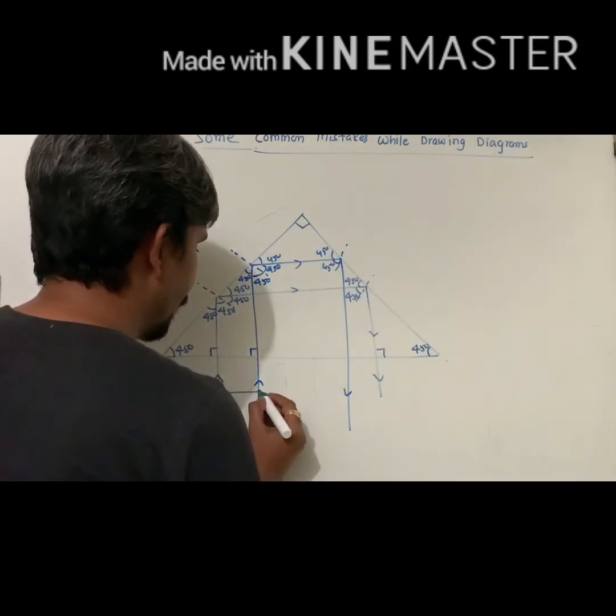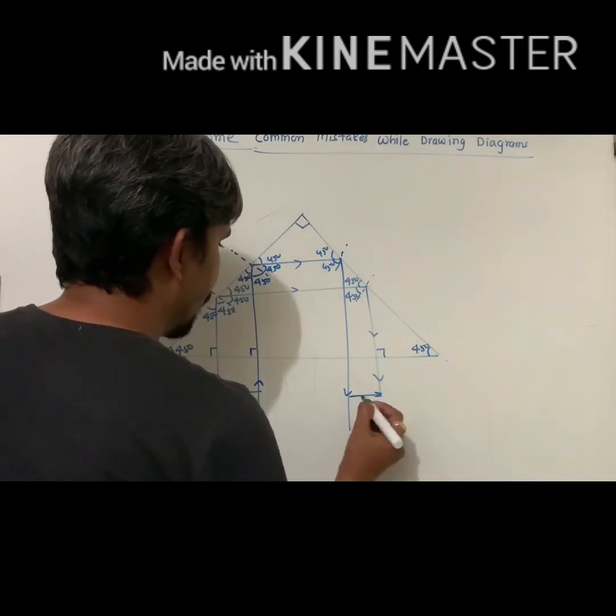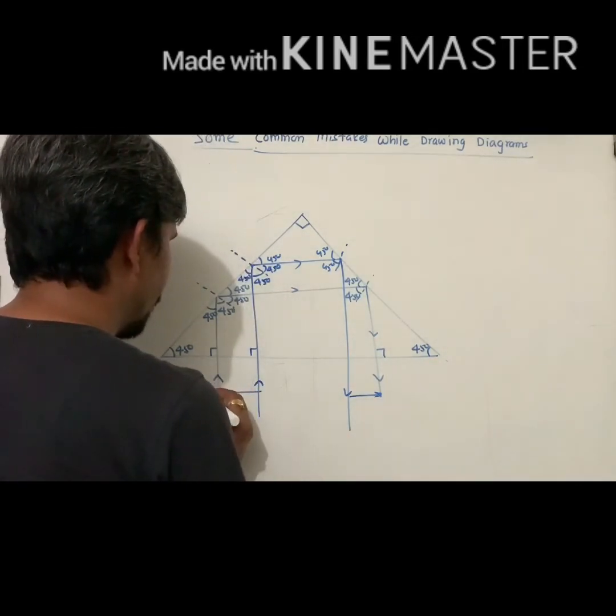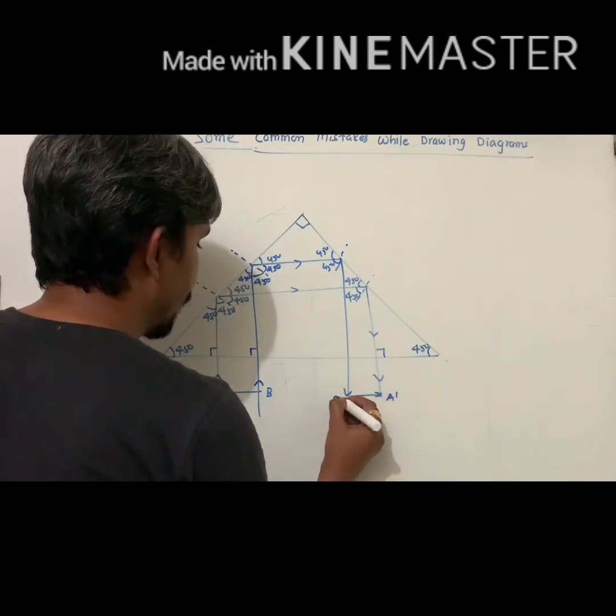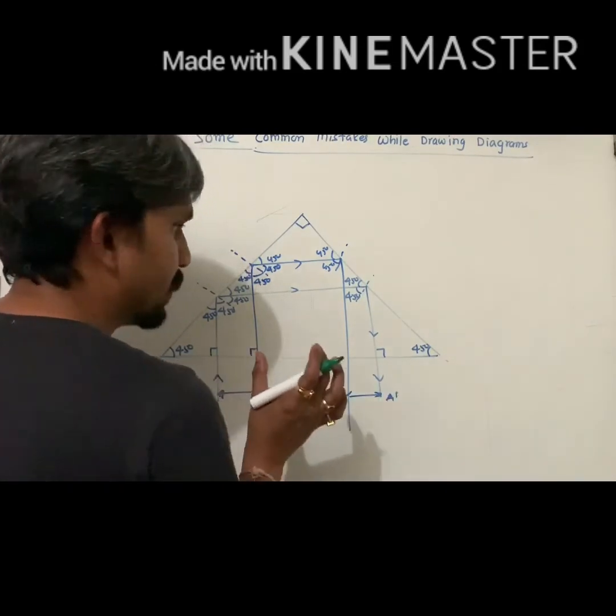Right? The width of this incident ray and emergent ray should actually be the same. AB is my object, then this is A dash, B dash is your image. Width should be the same, right?